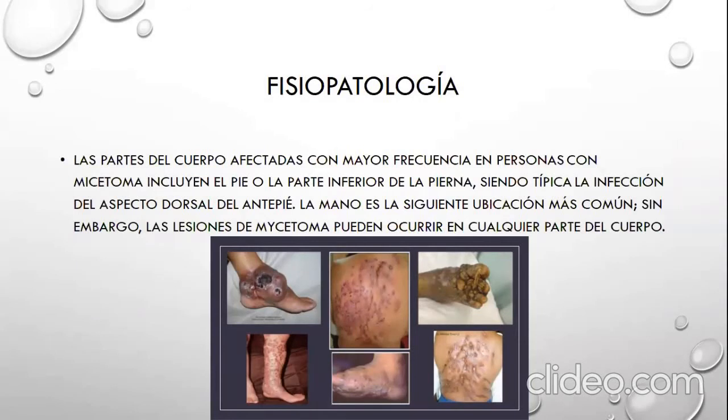A neutrophilic response initially occurs, which might be followed by a granulomatous reaction. Spread occurs through skin and fascial planes and can involve the bone. Hematogenous or lymphatic spread is uncommon. Human-to-human or animal-to-human transmission has not been described for eumycetoma, but nosocomial transmission of Nocardia within postoperative surgical site infection, one of the agents of actinomycetoma, has been reported.